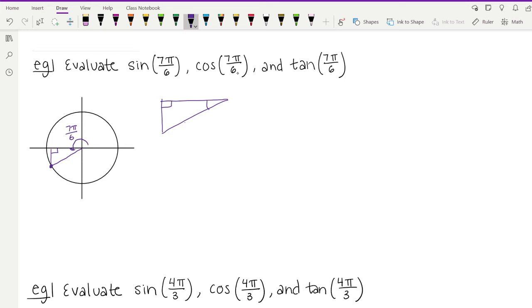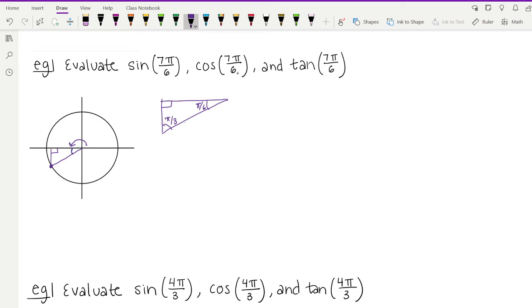We can tell just by looking at it that this angle is pi over 3 and this angle is pi over 6, because pi over 6 is the smaller angle. If you want to really be sure, how do I know for sure that these angles are pi over 3 and pi over 6? Well, 6 pi over 6 would be just to here, and we have 7 pi over 6.